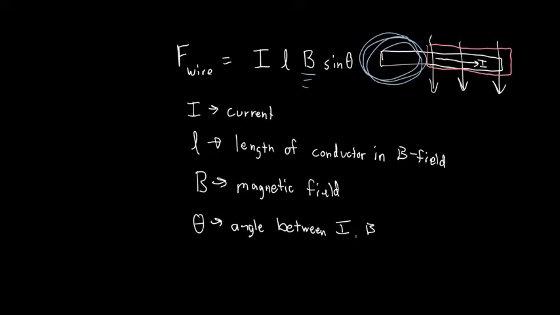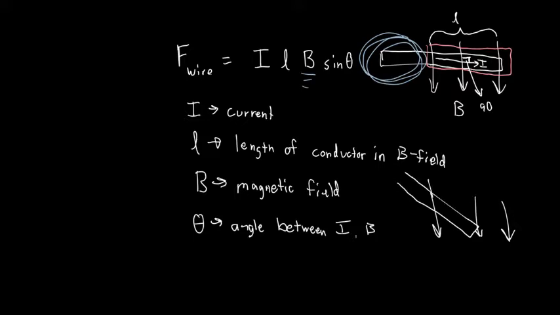The length L is how much of this wire is in the actual magnetic field. B is the magnetic field itself. And theta is the angle between the direction of my current and the direction of my magnetic field. So here it's 90 degrees. It would not have to be. I could have a magnetic field, we'll again draw a magnetic field going down, and I could have my wire acting at an angle.